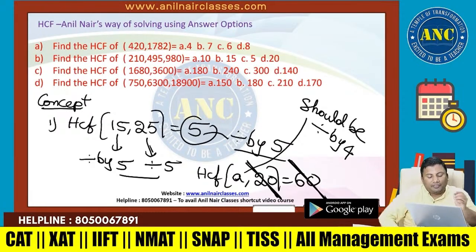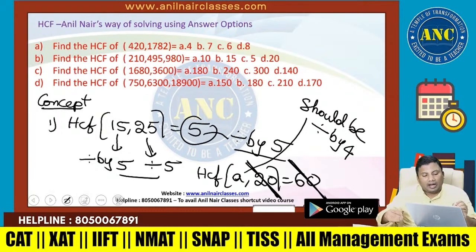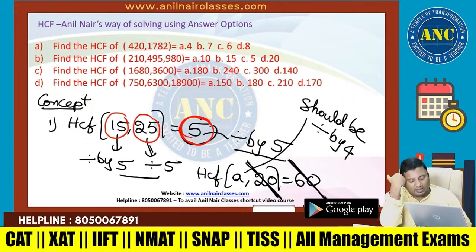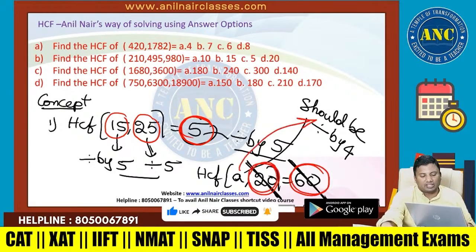H.C.F. of 15 and 25 is 5. This is divisible by 5, this is divisible by 5, so the answer should be divisible by 5. If two given inputs are divisible by some number, the answer should also be divisible by that number. Or if the answer is divisible by some number and one number is divisible by it, the other number should also be divisible by the same number. I hope this concept is clear.